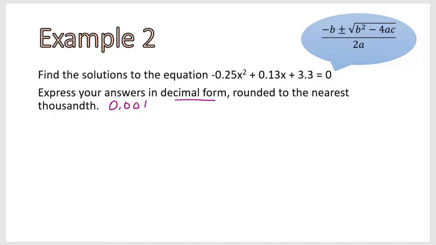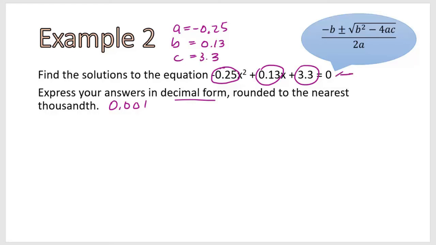Of course, the other difference here is that our question also has some decimals, but we'll be using our calculators anyway, so this shouldn't pose a problem. Once again, we'll start by finding the values for a, b, and c. A is the coefficient for the x squared term, so a is negative 0.25. B is the coefficient for the x term, so it is positive 0.13. And c is our constant, so 3.3. I should note here that the equation is once again set to 0. So that's the reason for a, b, and c.